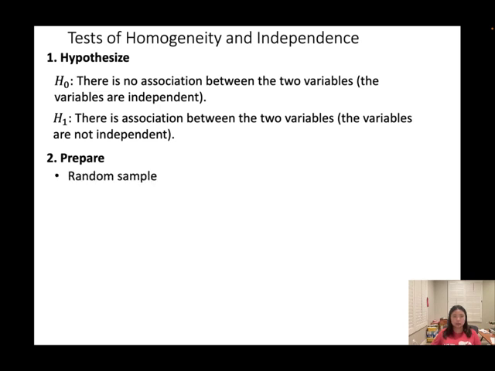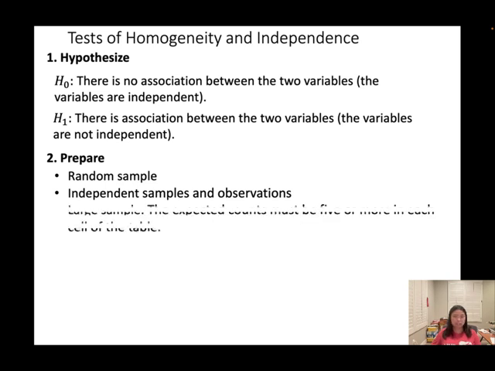Next, state the conditions. First, random sample, independent samples and observations. Last one, large sample. Expected count must be 5 or more in each cell of the table. So when you guys calculate the expected frequency, make sure it is at least 5 in each cell.